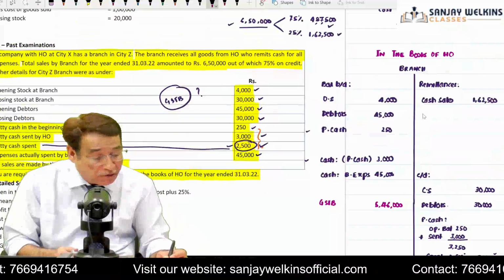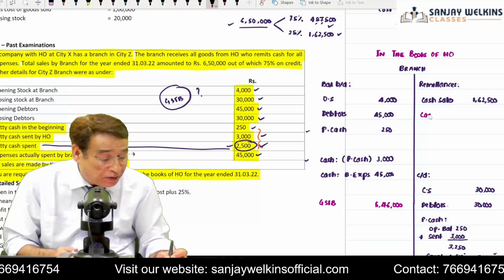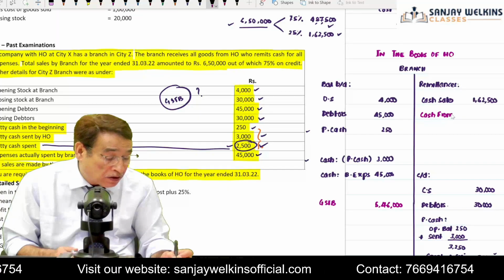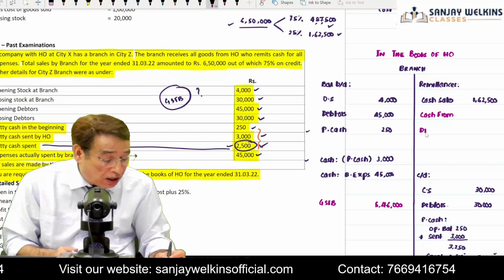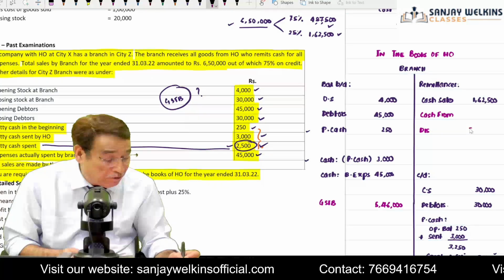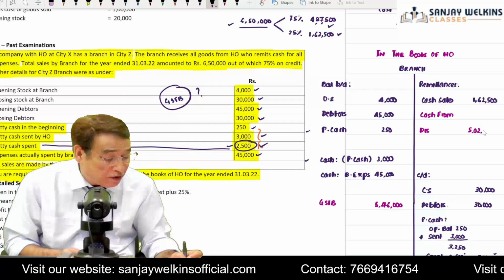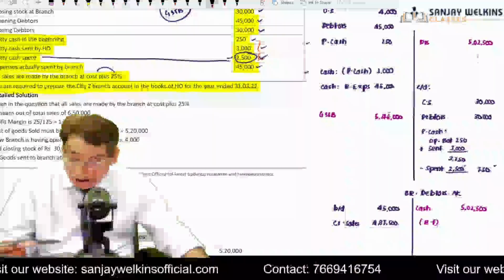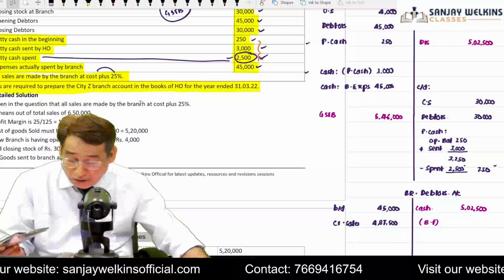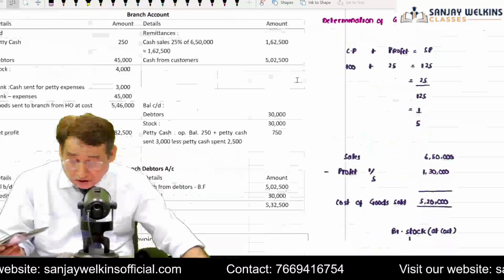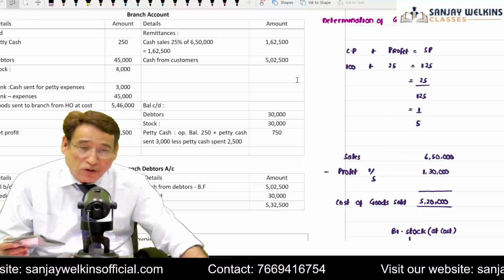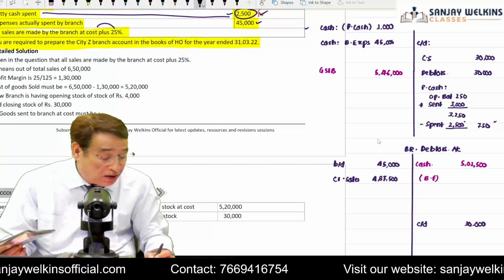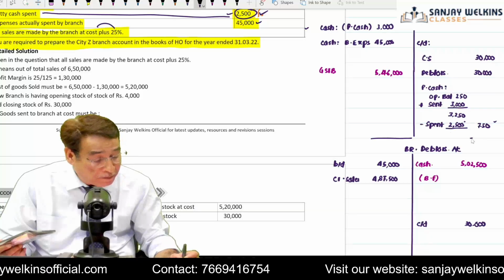Now cash receipt from debtors we need to write under remittances. So I will write here cash from debtors. Is it clear to you or not? So cash receipt from debtors is equal to 5,02,500. So this is how you are supposed to do this particular question, and it's a pretty interesting question, I told you. Is it clear to you or not? So actually I have already solved this particular question, and you need not write it, but I just wanted to make you understand better.